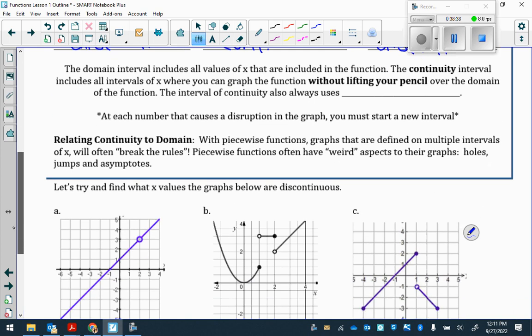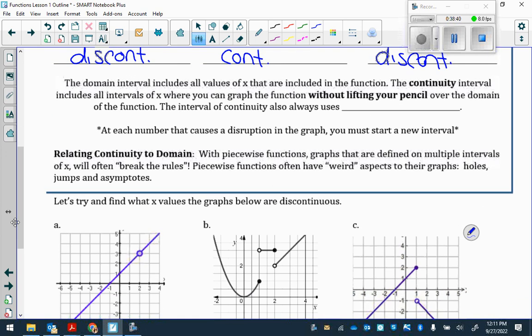So now, the domain interval includes all values of x that are included in the function. The continuity interval includes all intervals of x where you can graph the function without lifting your pencil, over the domain of the function. Domain is your x values. The interval of continuity always uses parentheses. Always. Interval of continuity always uses parentheses.